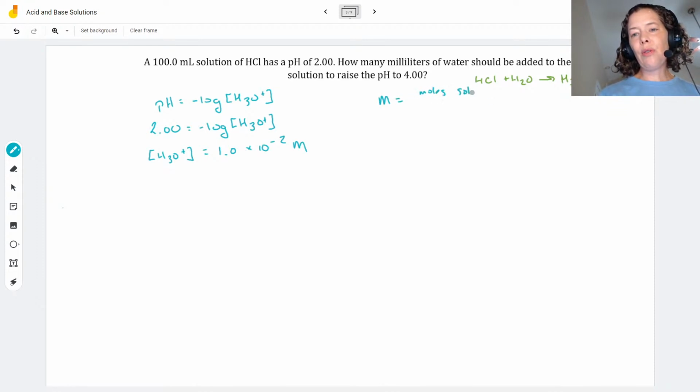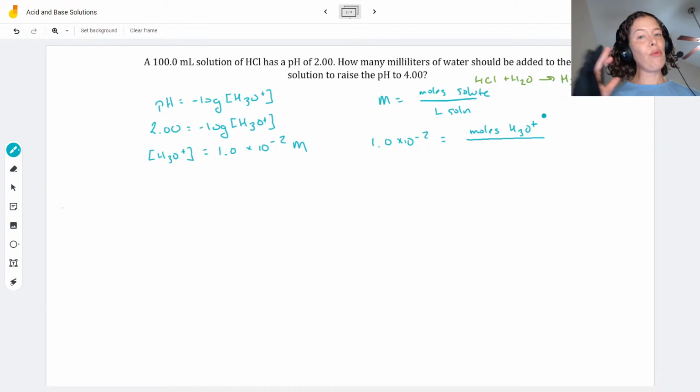moles of solute over liters of solution. So in this case, my solute is my hydronium ion. Okay, my concentration, I know, 1.0 times 10 to the negative second. I'm going to calculate my moles of hydronium. Again, that is going to stay consistent through the dilutions.